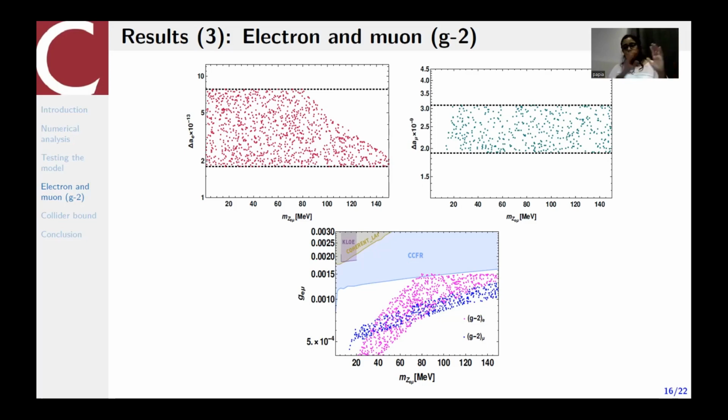From all three panels, you can see that our model can successfully explain electron and muon g minus 2 simultaneously. And in the last panel, you can see that our model is not only giving the exact value of electron and muon g minus 2, it is also giving the allowed parameter space which is already mentioned for the current experiments like CCFR, CHARM-II, coherent LAr, and all these things. Okay, next slide.